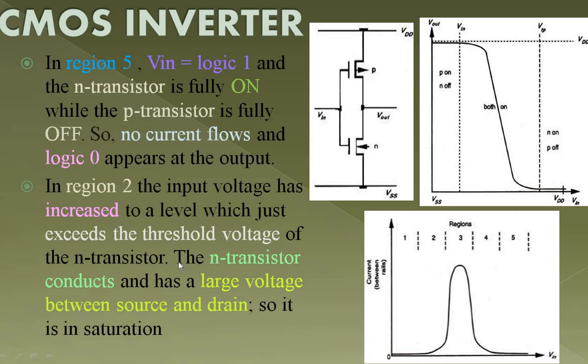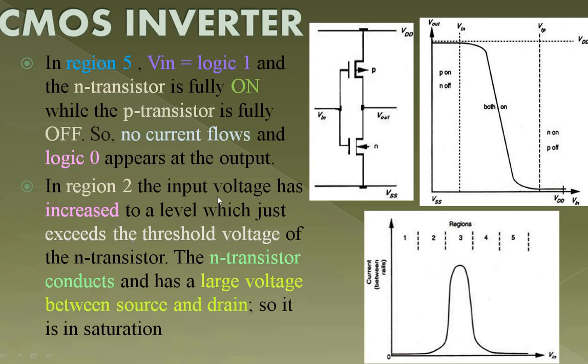So what happens? The N transistor conducts and a large voltage will be there between your source and drain. This region is said to be in the saturation region, because you are giving some voltage exceeding the threshold voltage of the NMOS transistor. I am giving neither 0 nor 1. So both these transistors will be on in these regions, in regions 2, 3 and 4. In these particular regions they both will be on.